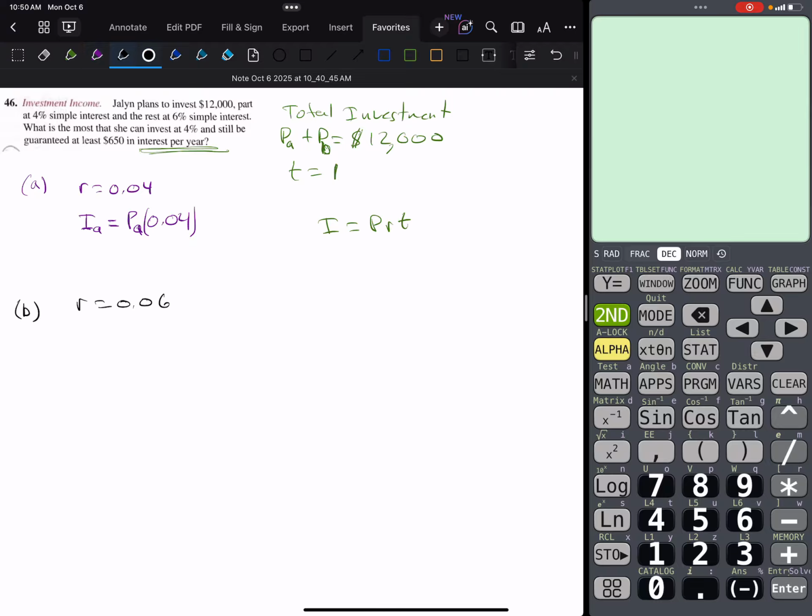Well, let's write down the same equation for my B investment. So my interest B is going to be my principal B times 0.06. Okay, so let's clean that up just a little bit. I've got IA equals 0.04 times PA, and then I have IB equals 0.06 times PB.